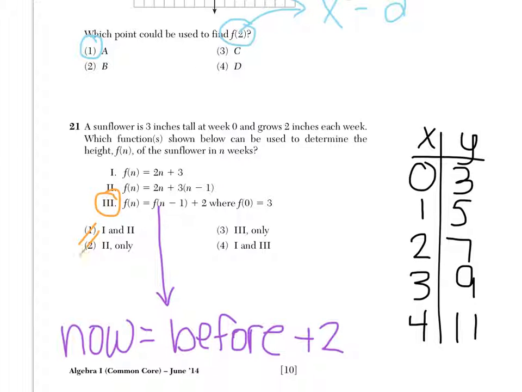Immediately, 1 and 2 we can eliminate because we know we have to pick 3. We just need to decide whether or not 1 is accurate. I don't even need to look at 2. I can, but I'm not going to waste my time.